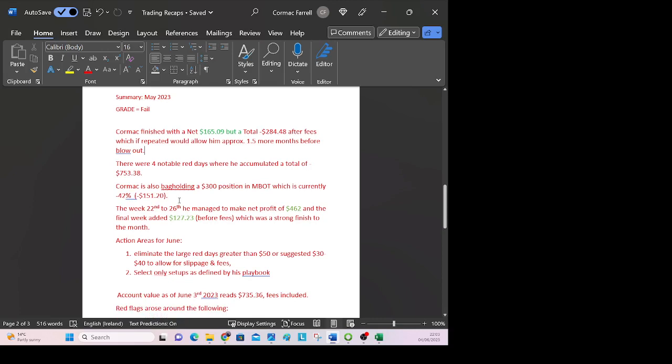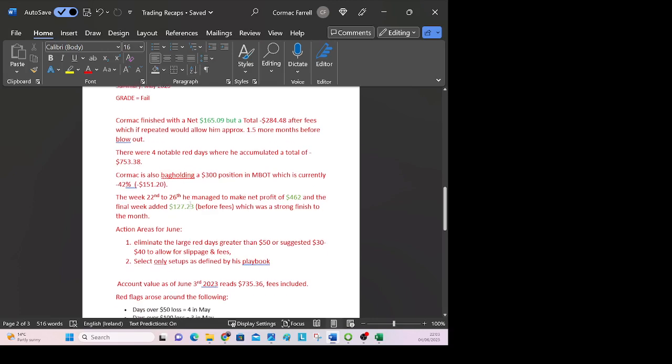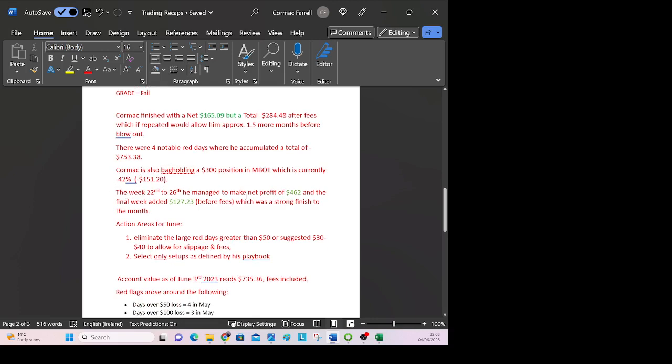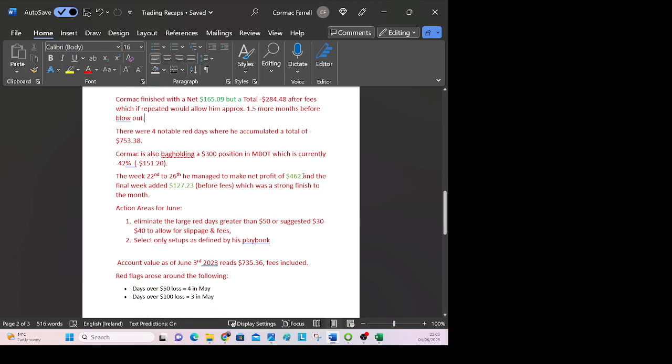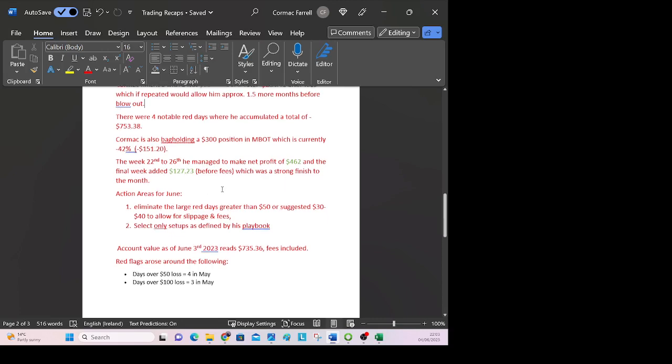So there you go. If you take that from that, that's definitely a break even month, but I haven't taken the loss on this yet. I'm just going to forget about that for the moment. The weekend, he managed to get a net profit of that. That's good. And finally, we added that before fees, which was a strong finish to the month.